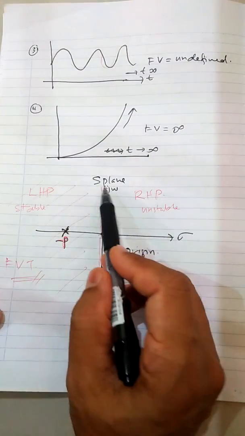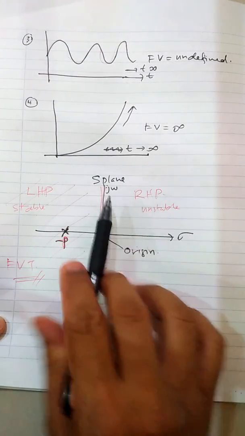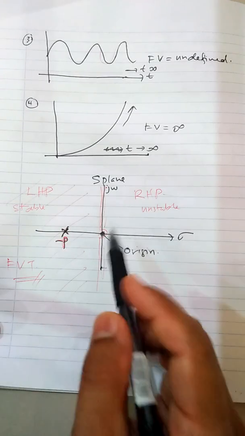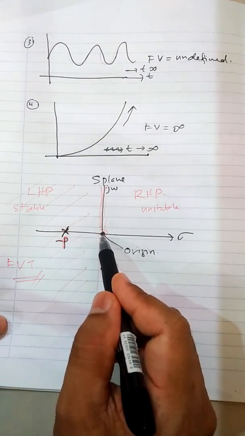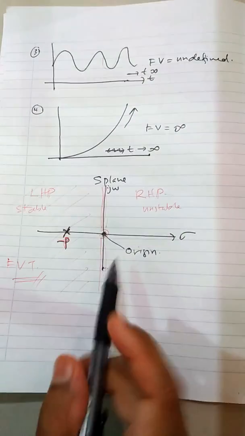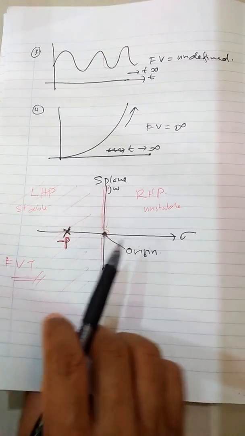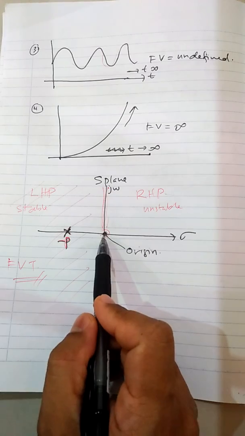Okay, we can refer to the s-plane. In the s-plane we have the right hand plane, the left hand plane, and the origin here. So n indicates the number of poles here. If n equals 1, it means the number of poles here is 1. If n equals 2, the number of poles here is equal to 2.